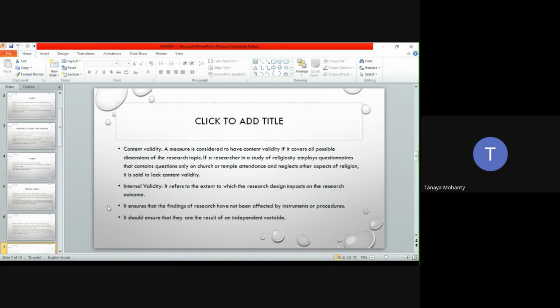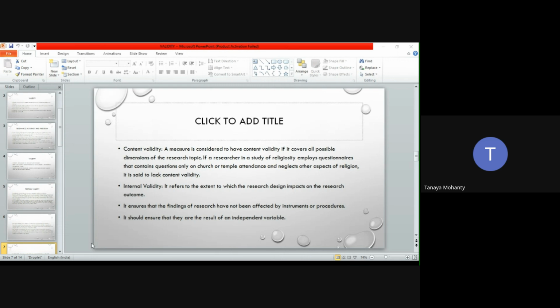Content validity. What do I call content validity? Content validity is a measure where it covers all dimensions of a research problem. I'll give you an example. For example, I will try to assess how religious you are as a person. So I will pick up 10 persons from first year IGNOU sociology classes, and I will try to measure their religiosity.